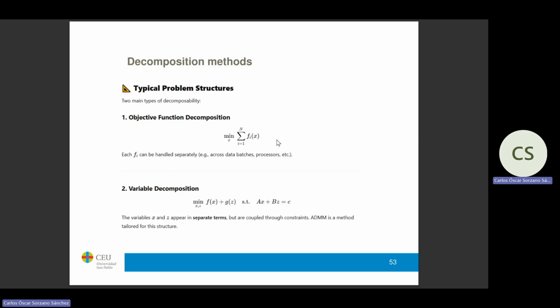So one is in which there is a sum of different functions. The goal function is a sum of other functions, and each of these functions can be handled separately. We will see an example. And the other one is variable decomposition, in which we have a sum of two functions, one depends on x, the other depends on z, and then x and z are coupled through some equality constraint.